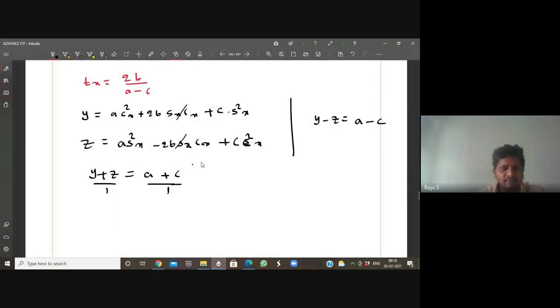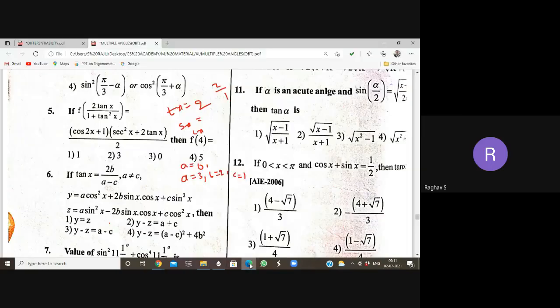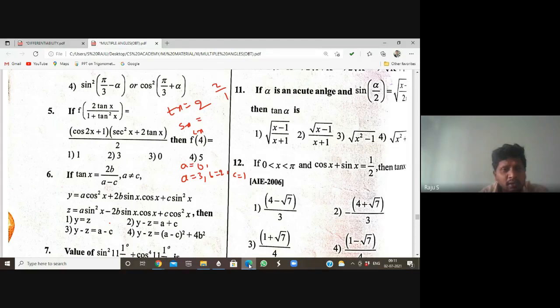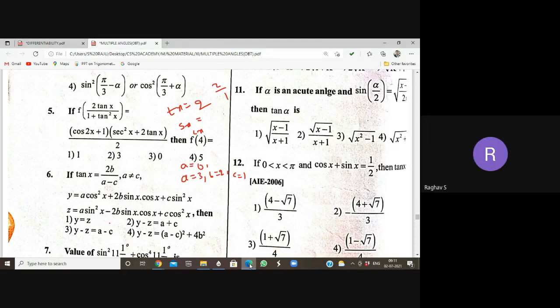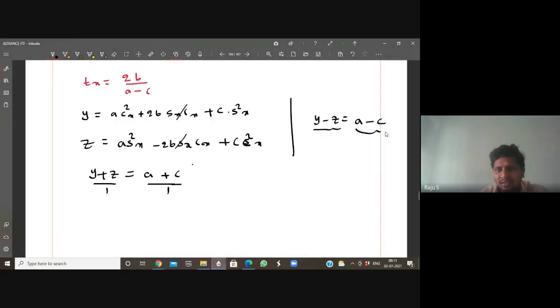Yes, tell me. So what is the use of tan x value, sir? They have given it in the question. We didn't use that, sir. While simplifying, definitely we can use the tan x value. We can't get A minus C directly. When you subtract these two values, are you going to get directly A minus C? We have to simplify. In simplification, definitely we'll get tan x. In place of tan x, we have to write 2b by A minus C.